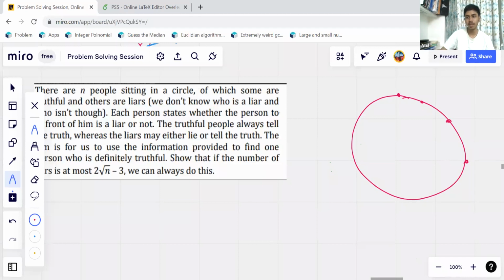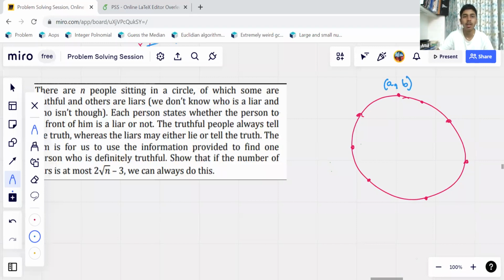Okay, so we have n people. I'm not actually going to do small cases because 2 root n minus 3 is probably not some ideal bound anyway. Okay, so let's just say, we will introduce notation.